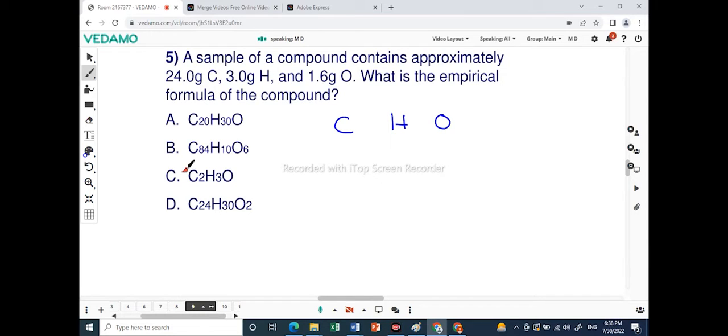So for the carbon, you have 24. For the hydrogen, you have 3. And finally, here you have 1.6. I'm going to divide over 12, over 1, and over 16. 24 divided over 12, of course, is a 2. Here it's a 3. And here it is a 0.1.